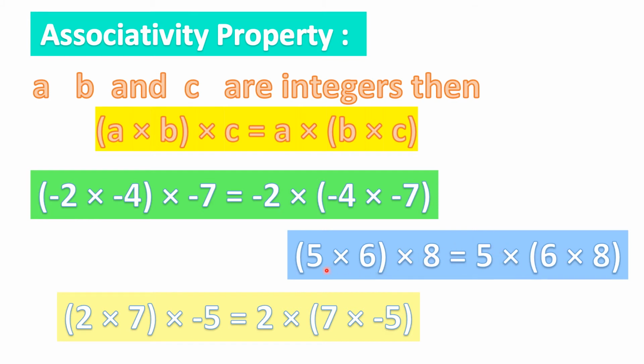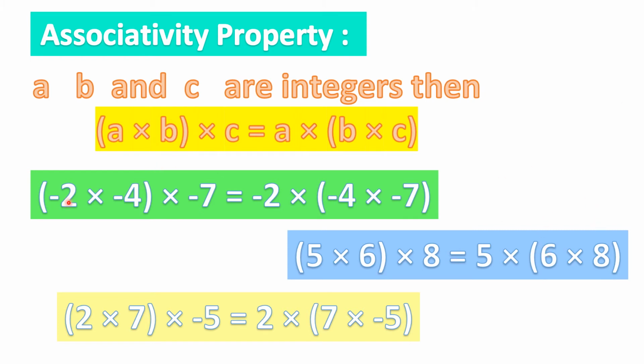Now look at this, numbers are same, 5, 6, 8, 5, 6, 8. But my order of multiplication was different. What was my order of multiplication first? First I multiplied 5 and 6 on this side. But on the right hand side when I solved, I multiplied 6 and 8 first. But does it make a difference? No. The answer is the same, 240, 240, right? So that is what associative property is.